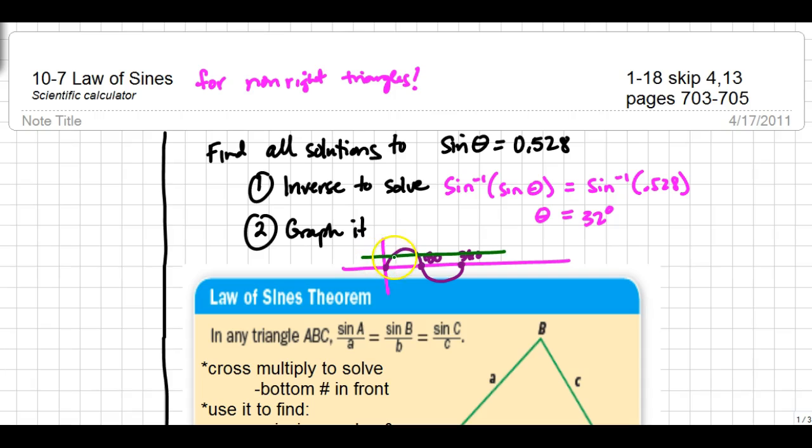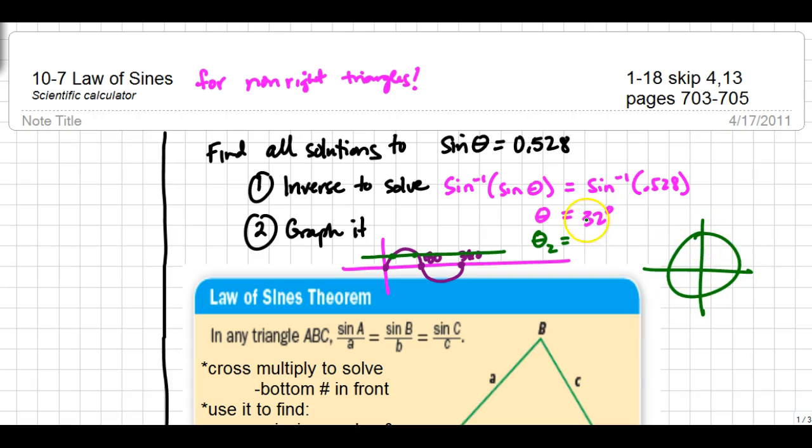And so if you draw a line where that 32 would end up crossing, notice that it becomes something that crosses the graph twice. So there's potentially another answer here. So to find that other answer, I want to look at the unit circle for a moment. So let's do a quick review of that.